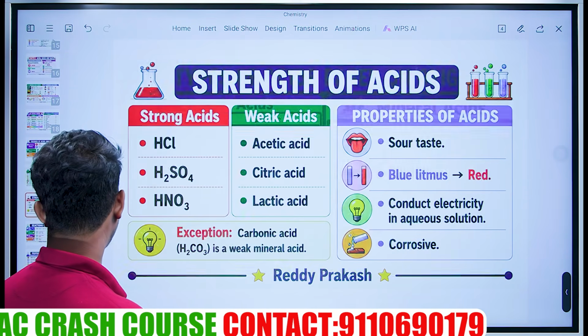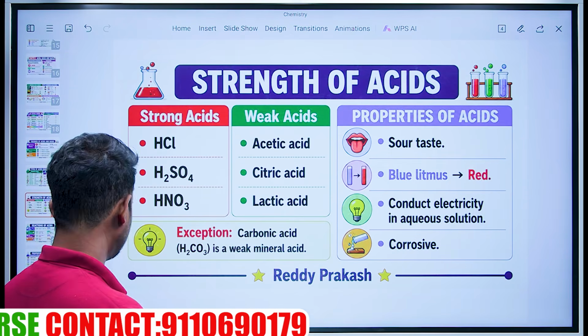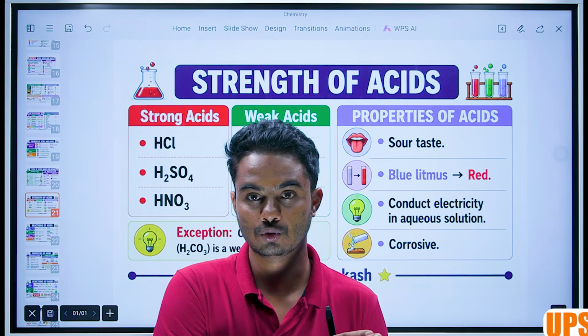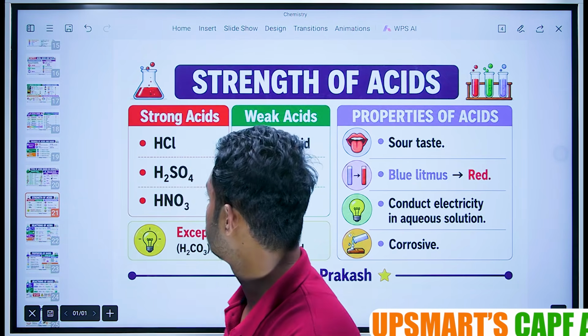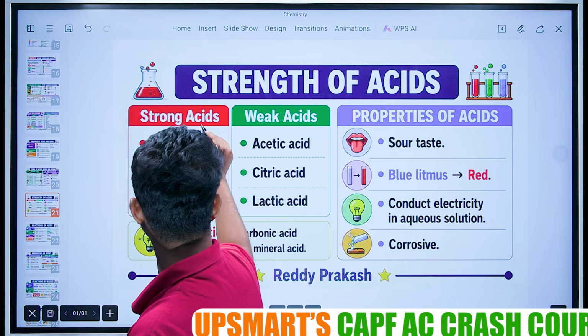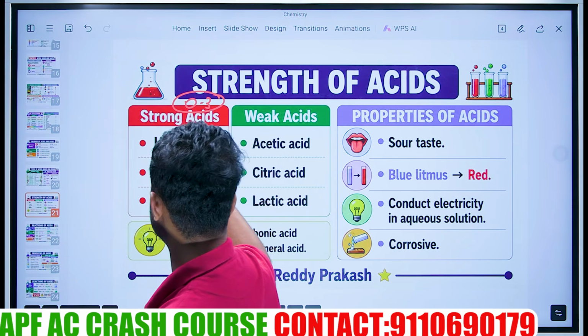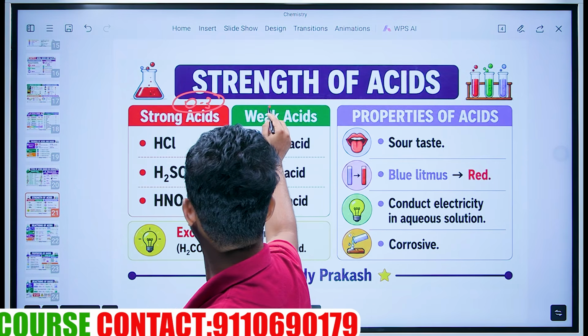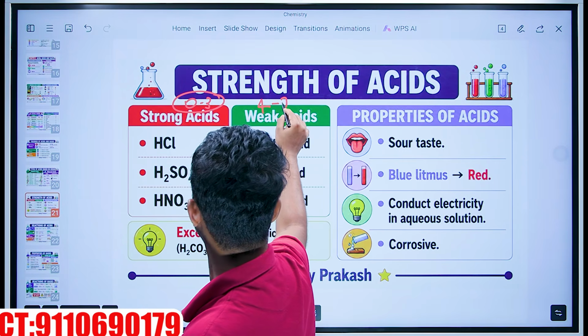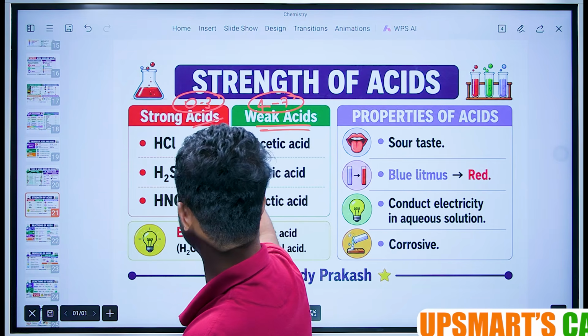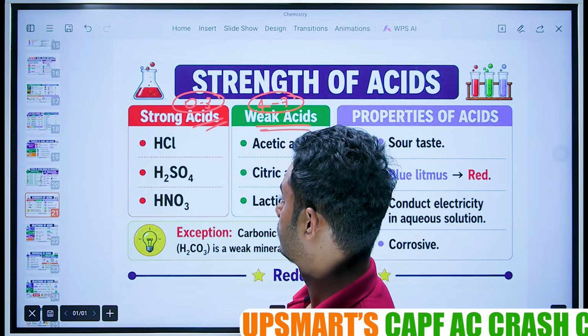Next is strength of acids. Acids are divided into strong acids and weak acids, as I told you. A pH of 0 to 3 is called a strong acid, and 4 to 7 are weak acids. You have to remember which are strong and which are weak.